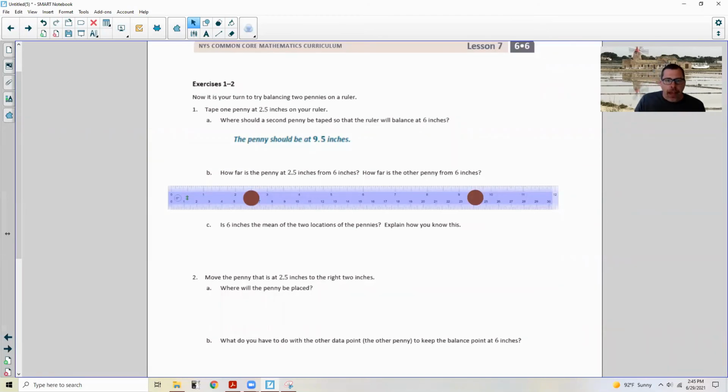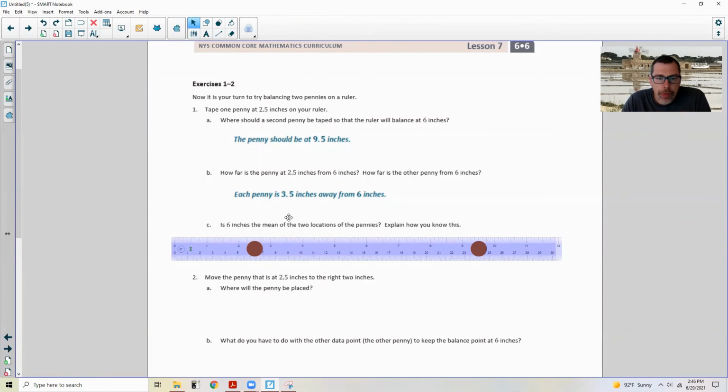Now what B says, how far is the penny at 2.5 inches from 6 inches? So the penny that is at 2.5 inches, they're asking how far it is from 6 inches. So what we would do is just count over. Okay, this is a half right here. And then we're going to go 1, 2, 3, and then this half. So it is 3.5 inches from 6 inches. Okay, so each penny actually is 3.5 inches from the 6 inches.